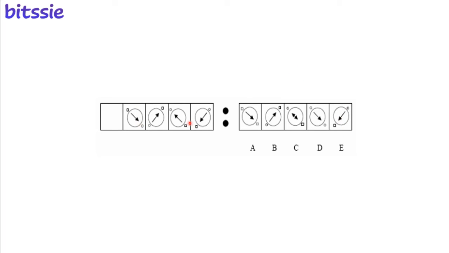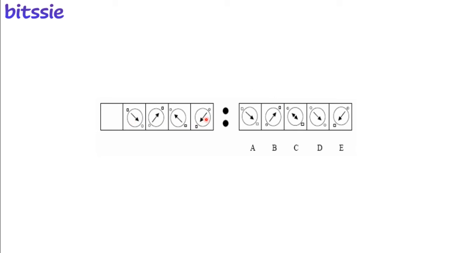Next, let's look at the arrow. In all of the boxes in our sequence, we have one arrowhead, whereas in C, we have 2 arrowheads. So our options get narrowed down to B and E. The only difference between these two is the direction in which they face. So let's look at that.